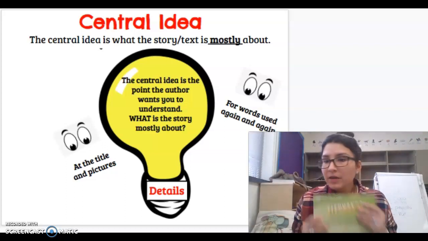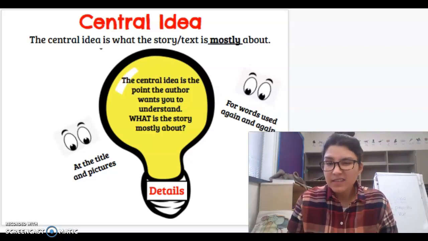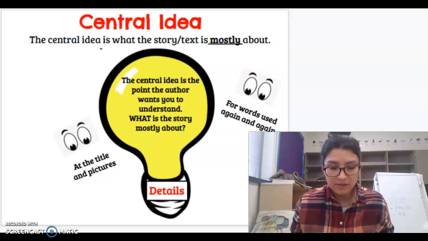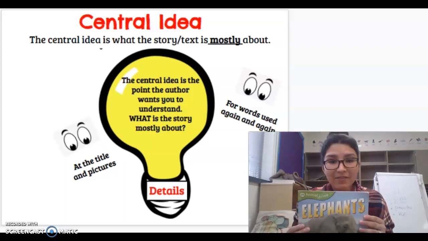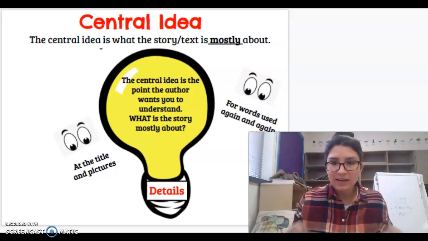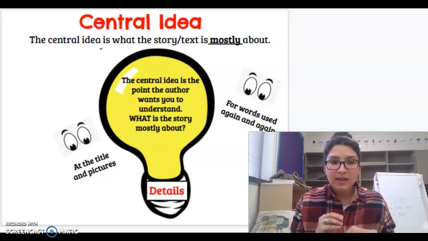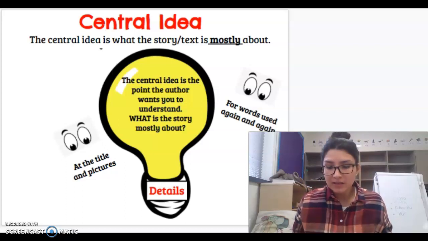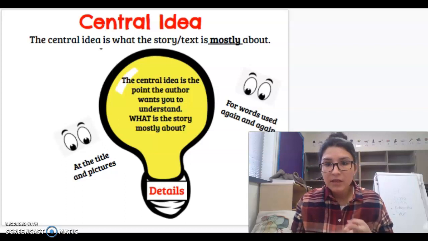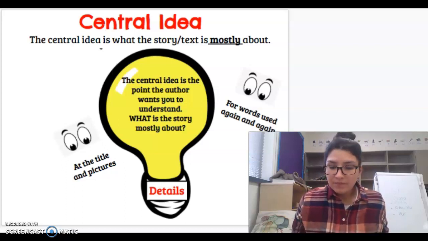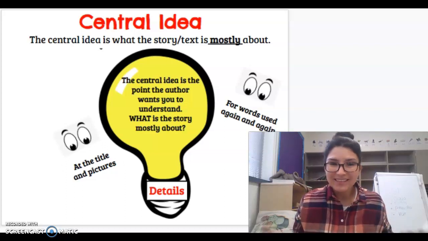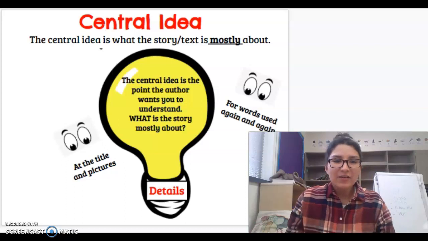So just by doing that, I think the central idea of this book, Elephants, is going to be mostly about elephants. And I see all these details. Details are the little things in the text that help you figure out the central idea. So the words, pictures, sentences, those are details. And those little things help me figure out the central idea, which is elephants. So let's go ahead and keep reviewing.